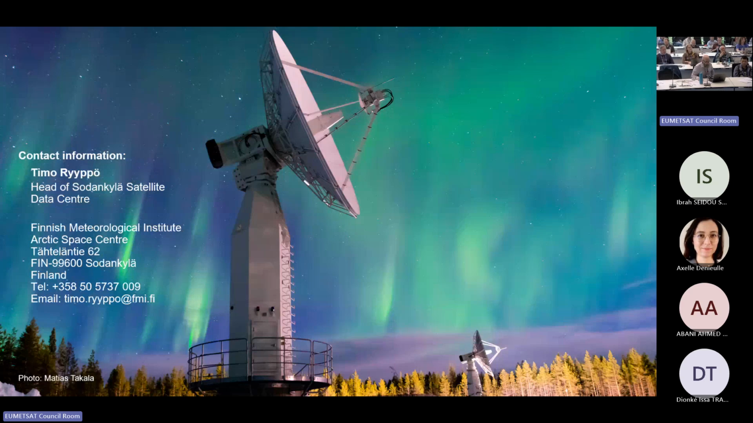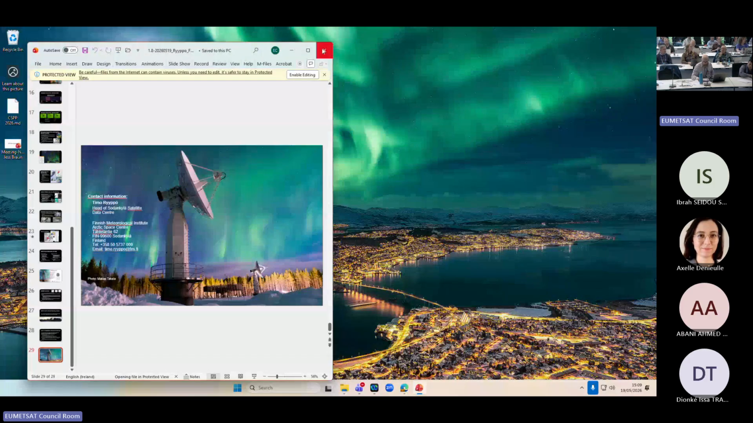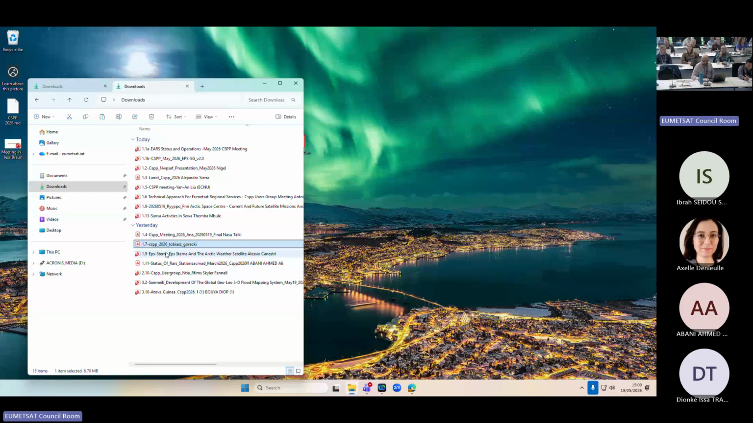Okay, thank you, Timo. So we'll move on to our next presenter and final presenter of the session, who is Alessio Canestri from EUMETSAT. And the title is EPS Sterna and the Arctic Weather Satellite.